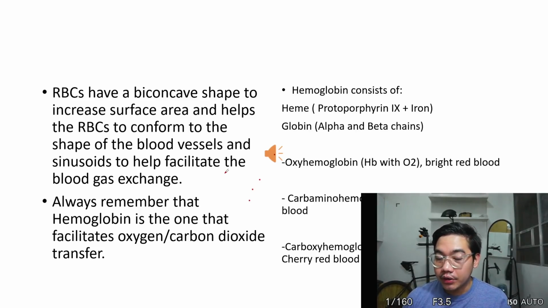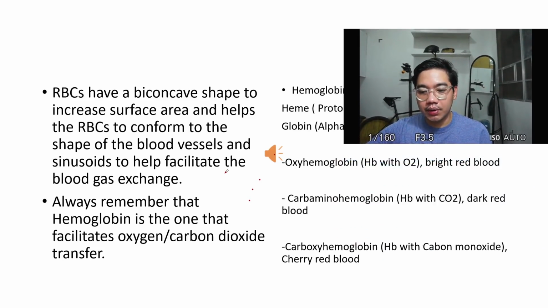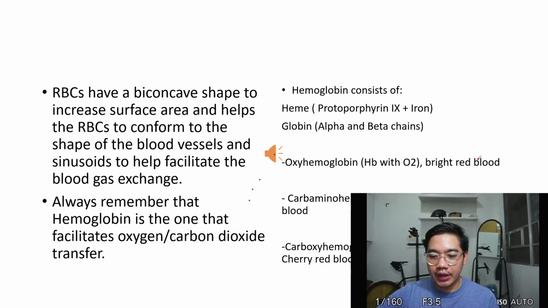It's bright red in color and can be seen in your arteries. And then your carbaminohemoglobin is hemoglobin with CO2 bound to it. It has been exchanged, and this is usually seen in your veins. And then carboxyhemoglobin is with carbon monoxide. It's cherry red. Remember, carboxyhemoglobin isn't carbon dioxide, that's carbamino. And carboxyhemoglobin is cherry red.